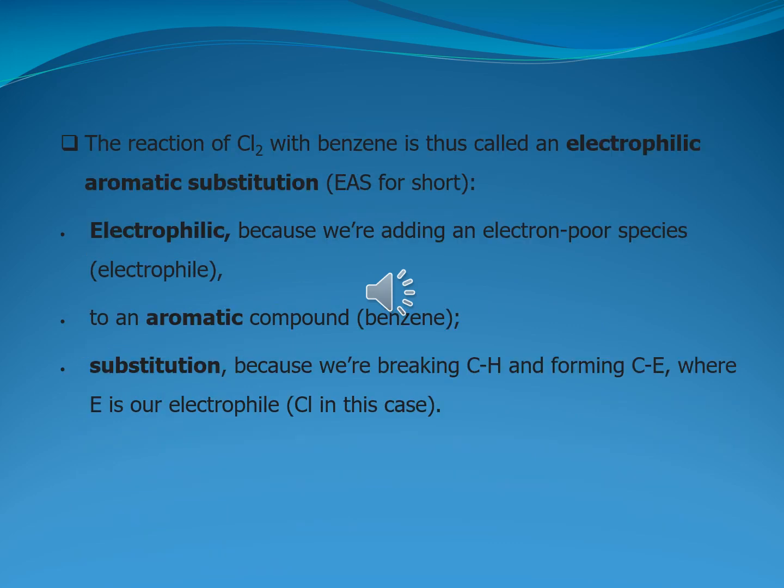The reaction of chlorine with benzene is thus called an electrophilic aromatic substitution, which can be represented as EAS for short. Electrophilic because we are adding an electron poor species, that is an electrophile, to an aromatic compound, that is benzene, and substitution because we are breaking a carbon hydrogen bond and forming a C-E bond, where E is our electrophile, that may be a chlorine atom in this case.